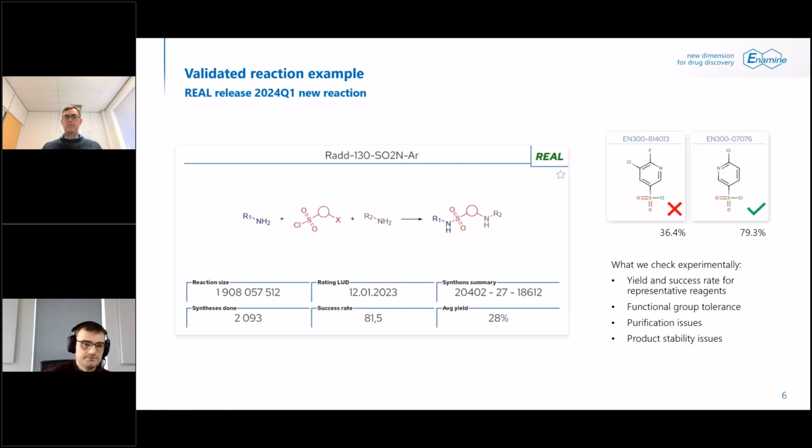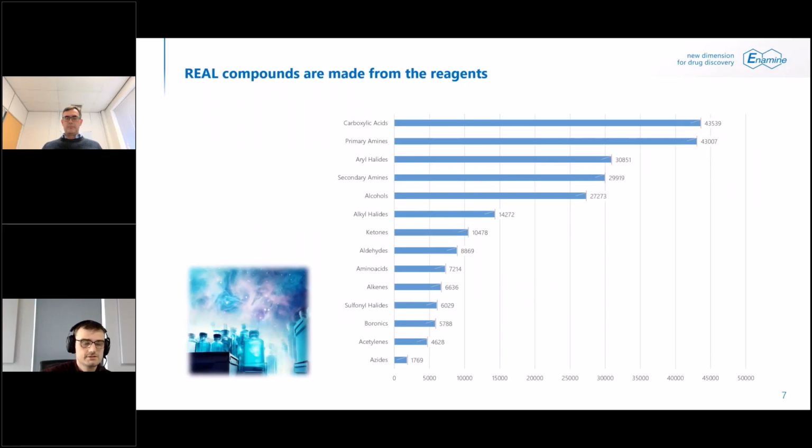Okay, so now let's move next, and I should tell you a few words about our building blocks, because without building blocks, the real compound just won't be there. Enamine has a huge collection of stock available building blocks, and because of that, we can enjoy different reactions and combine them in a way to obtain real compounds.